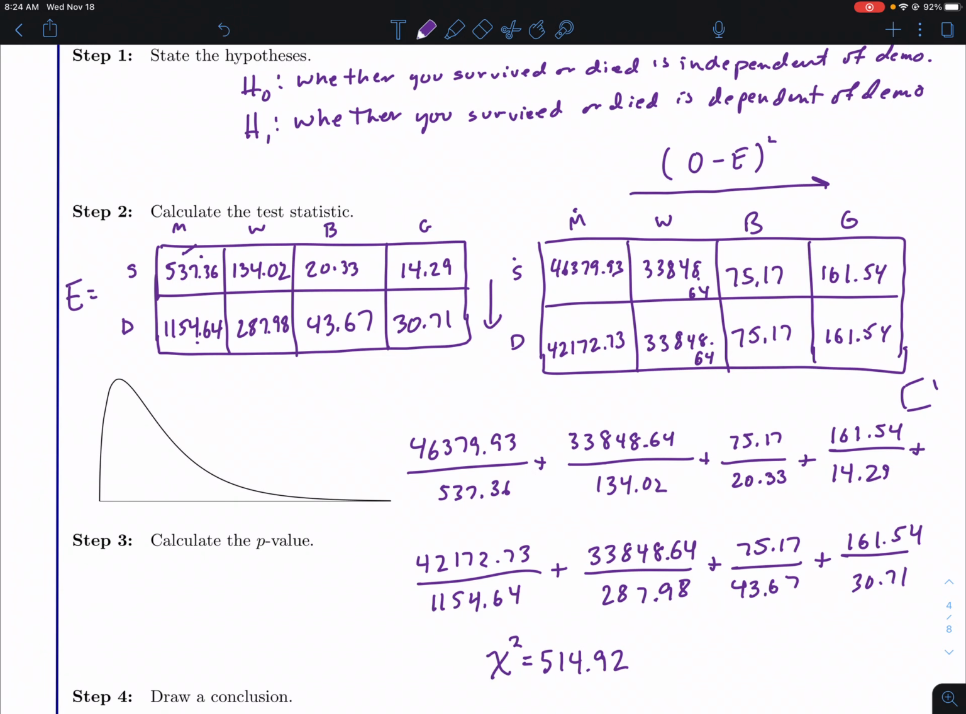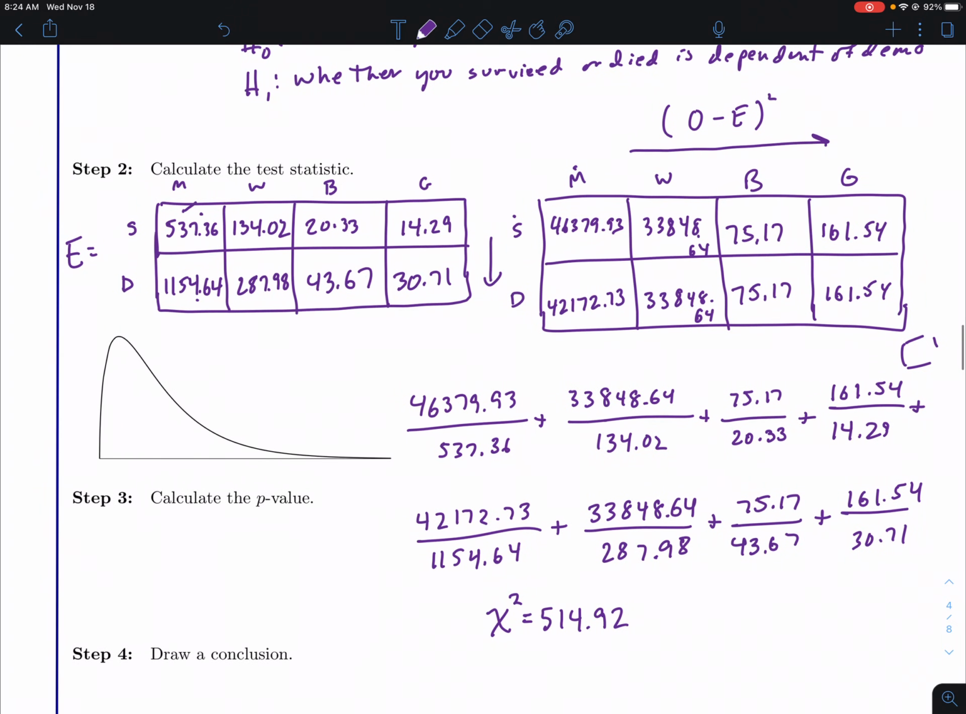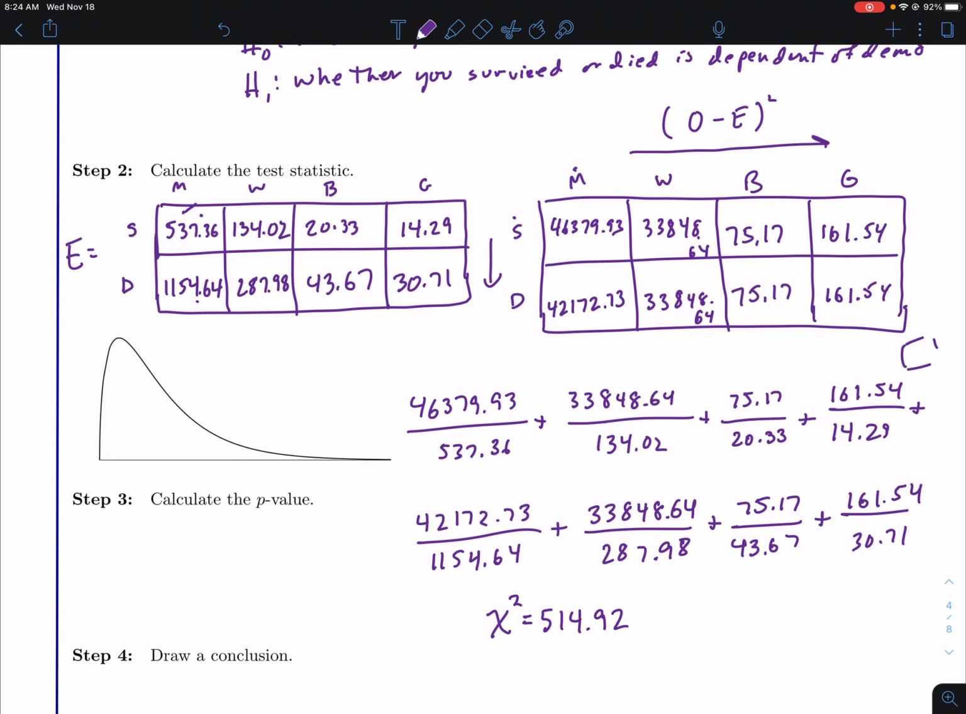Okay, so I've successfully calculated the test statistic, and assuming I haven't done anything incorrect, it appears that our test statistic is 514.92, which is pretty large. So this is looking like a pretty good reject H naught, but we still need to find where our alpha chi-squared value is, which we could have done first.